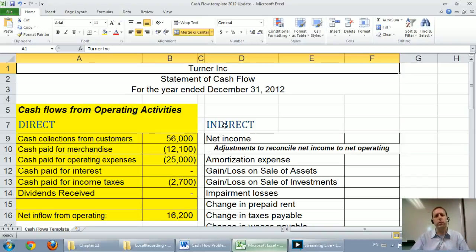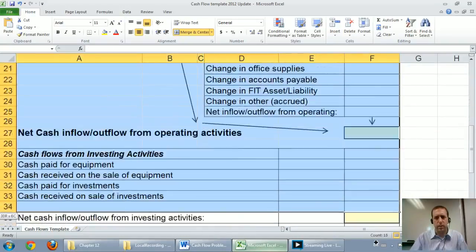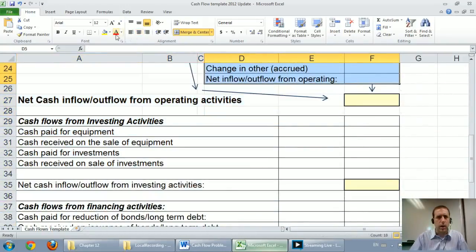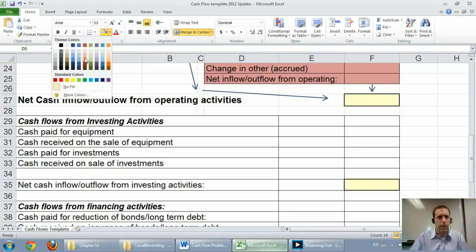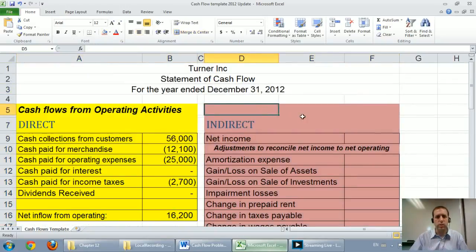In this one, we're going to do the indirect method. I just want to caution you again. My template is good as a sort of trial run for working through a statement of cash flows, but it isn't great in that no company would ever do the direct and indirect methods side by side. They would just choose one or the other. You wouldn't ever want to do both. I just want to teach you how to do both.